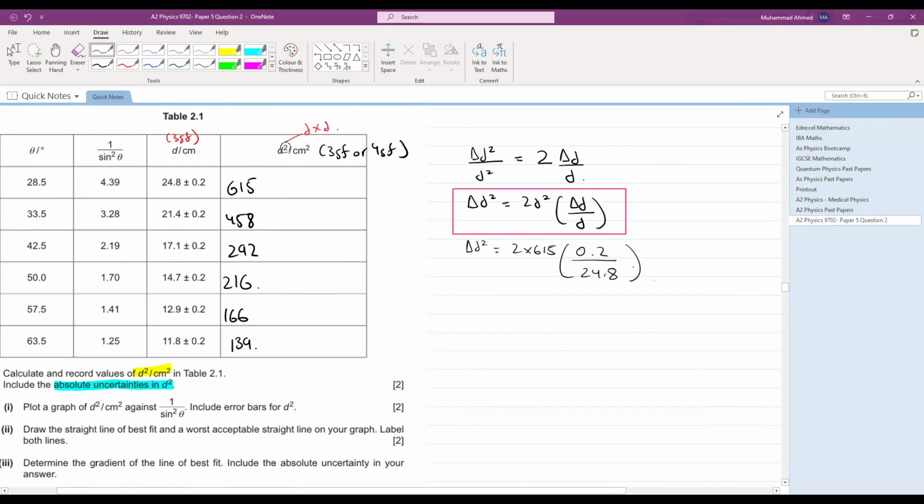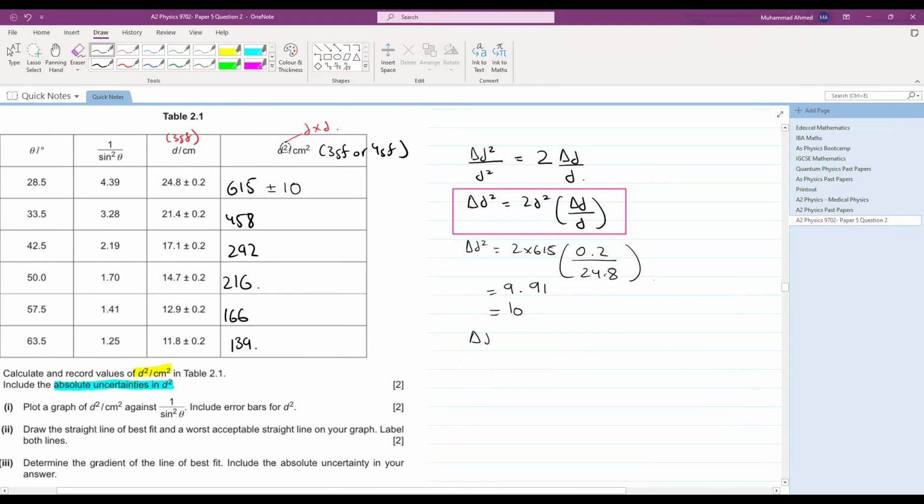24.8. Perfect. Can we calculate this answer? Yeah. 2 into 615 into 0.2 divided by 24.8. This gives you an answer of 9.91. If I round it off to one significant figure, this will become 10. So you can write it here plus minus 10. Perfect. Let's do it for 458.